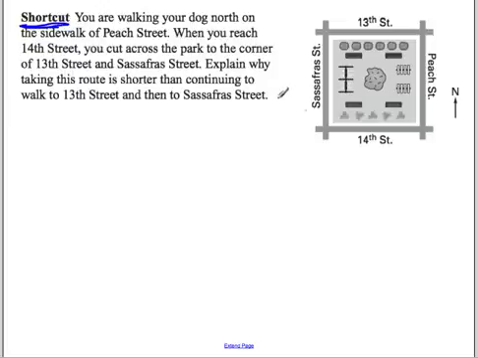So it says you are walking your dog. I would really like to hear that you have a dog. I have a dog too. Maybe they can go for walks together someday.